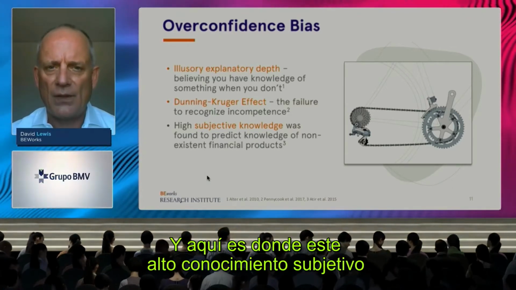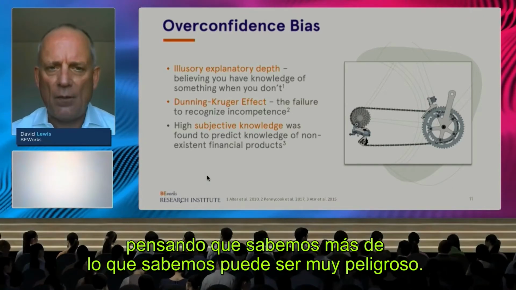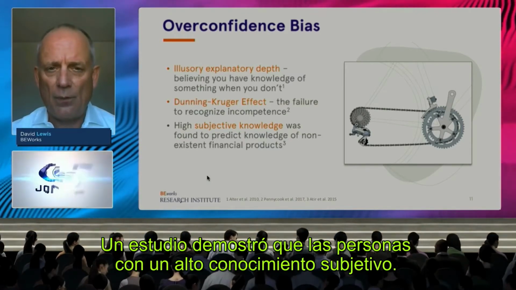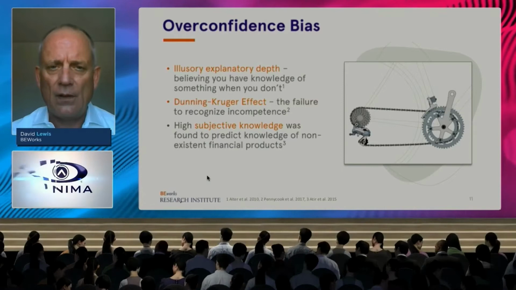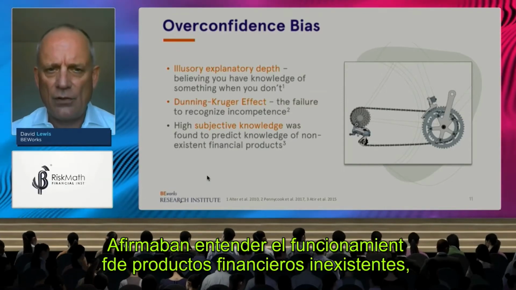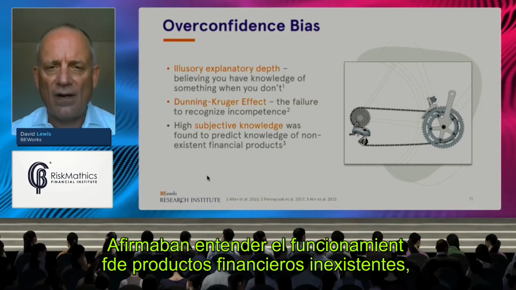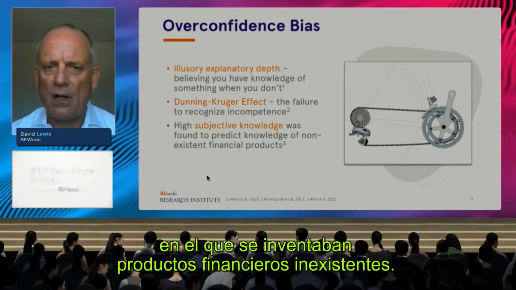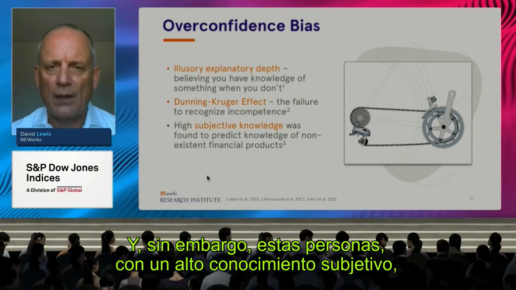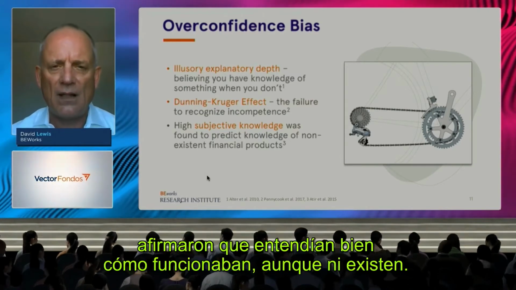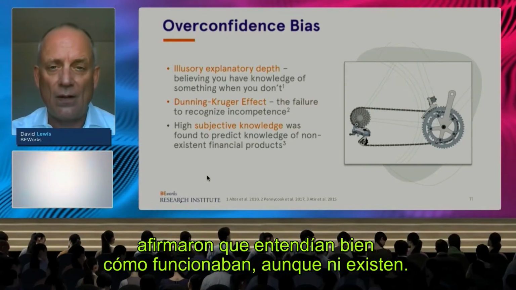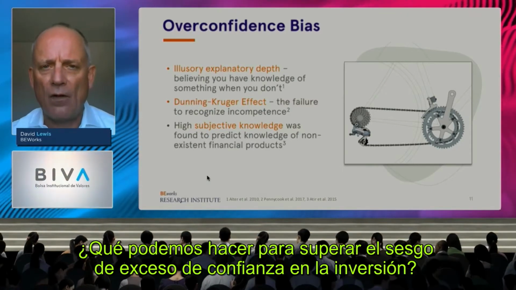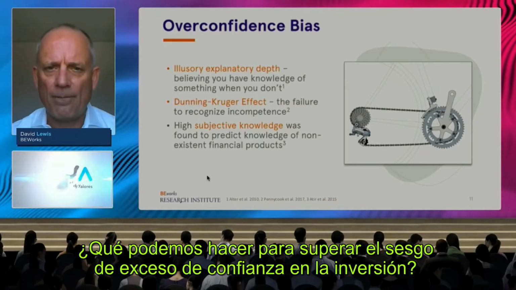And this is where this high subjective knowledge, thinking we know more than we do, can be really dangerous. One study showed that people with high subjective knowledge claimed that they understood how non-existent financial products worked. So these were an experiment where they made up non-existent financial products, and yet these people high in subjective knowledge claimed that they understood exactly how they worked, even though they don't even exist. What can we do about overcoming overconfidence bias in investing?